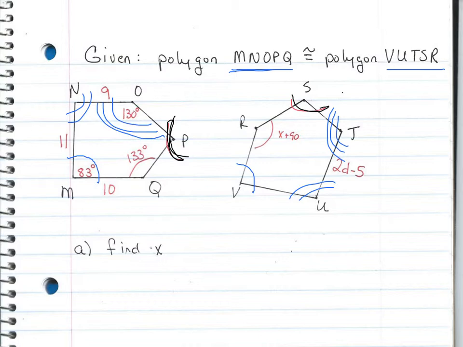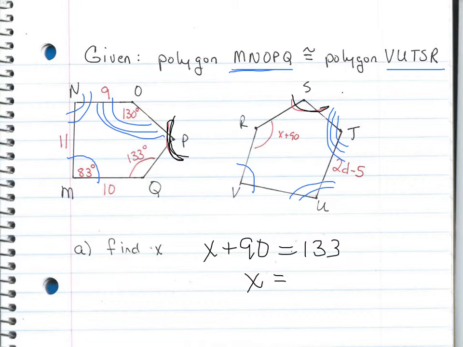So now that we know that angle R and angle Q are congruent, what did you do to get the answer, Kason? What did you do to find X? Well, what would you do, Leah? Would you do x plus 90 equals 133? X plus 90 equals 133. So what is X? 43.